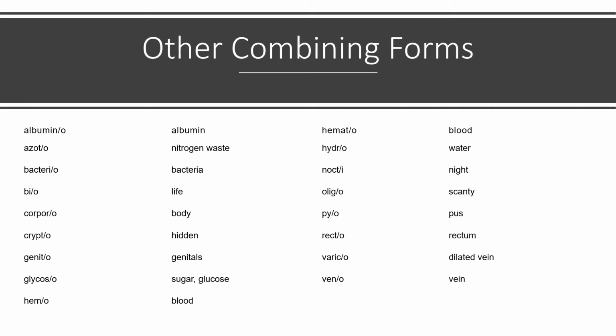And here are a few other combining forms that aren't necessarily related to the systems we're talking about right now, but you should be able to pronounce them so you understand how to pronounce words related to these systems. Albumino, azoto, bacterio, bio, corporo, crypto, genito, glycoso, hemo, hemato, hydro, nocti, oligo, pyo, recto, varico, and veno.